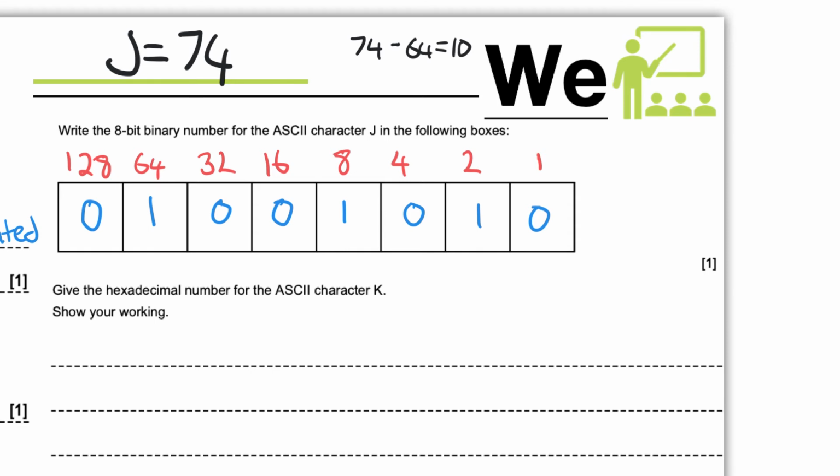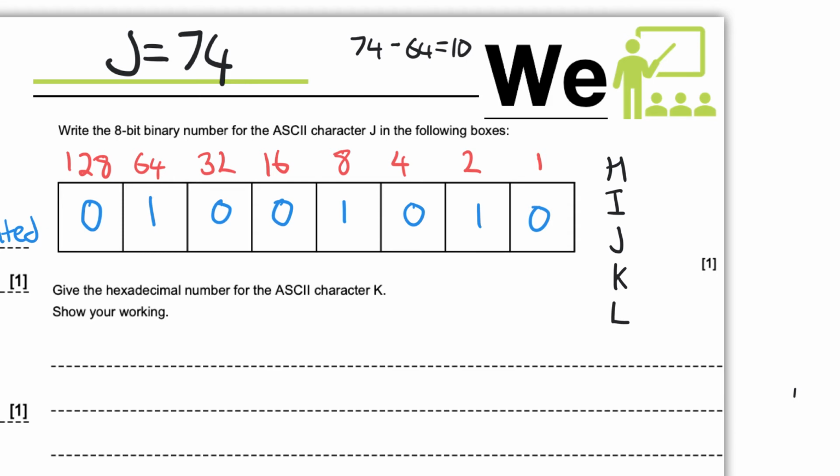Now the next question, it's saying turn K into hexadecimal. Well, first of all, we need to know what the ASCII for K is. We've not been told that. But something that's worth knowing is that all the characters are stored in order. So we can just write them in alphabetical order. So maybe start at H and then I, J, K, L, etc.